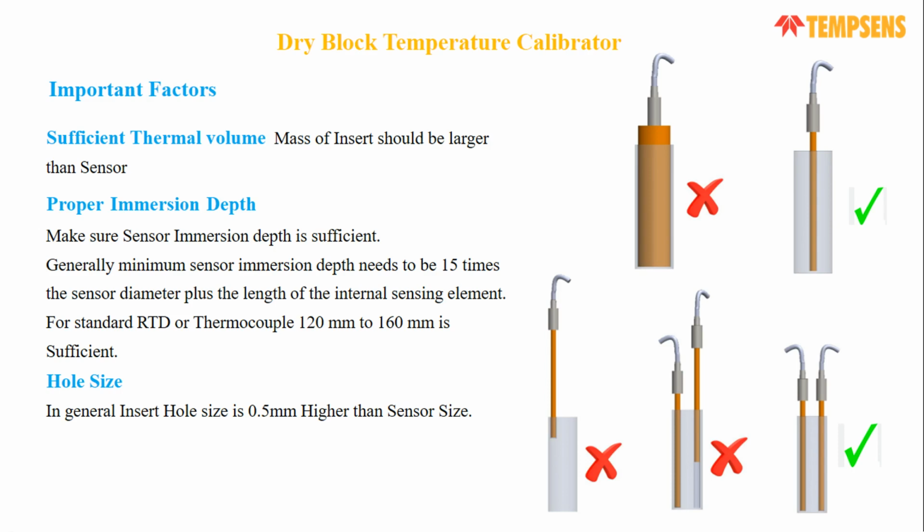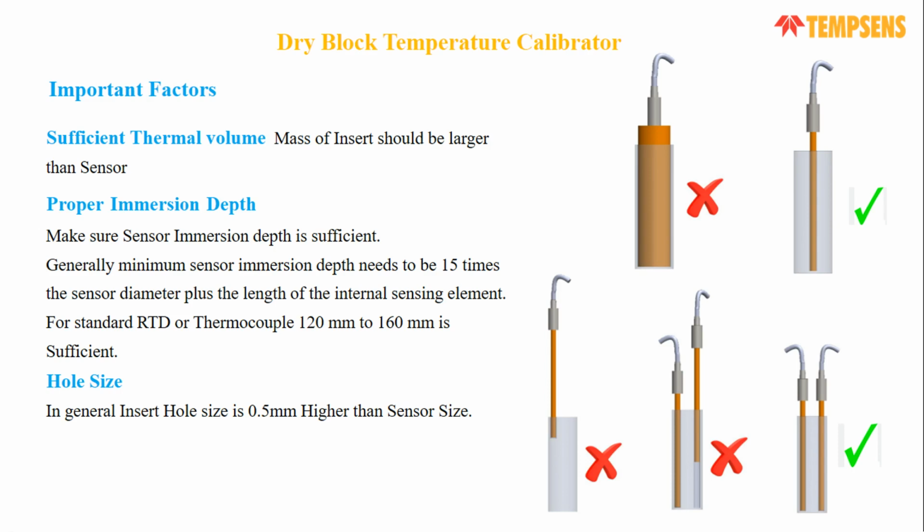Sometimes this happens during comparison calibration. If you put the master sensor and test sensor at different depths, then definitely you will get a big error. Or if the controlling sensor is at the bottom side of the insert or the furnace, and your master sensor or test sensor is not properly immersed up to the bottom, it will give you very large errors.